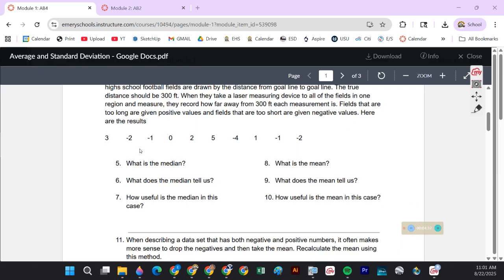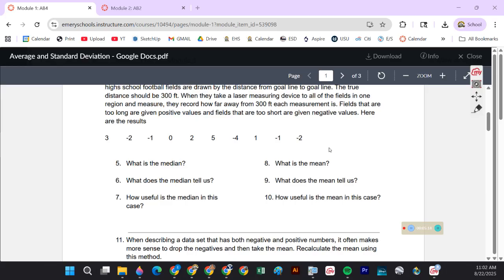All right, what did you get for the median? -0.5. Okay, -1/2. So what does the median tell us? Half the fields are above half of a foot short, and half of the fields are below half of a foot short. So how useful is the median in this case? Not very useful at all. Okay. What is the mean? 0.1.